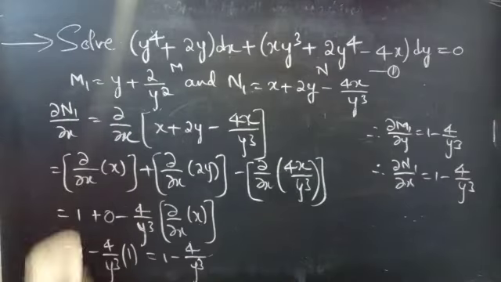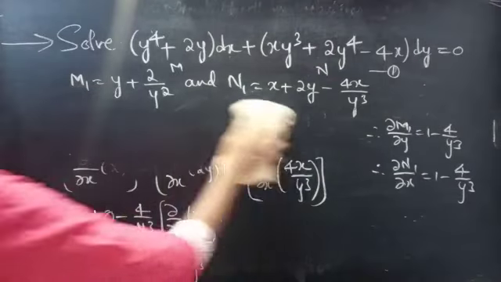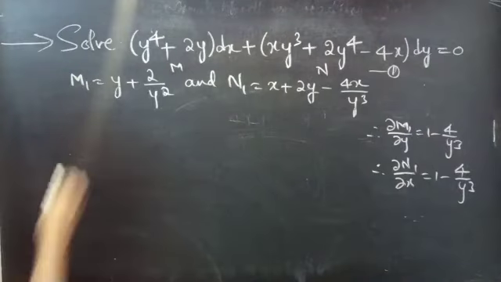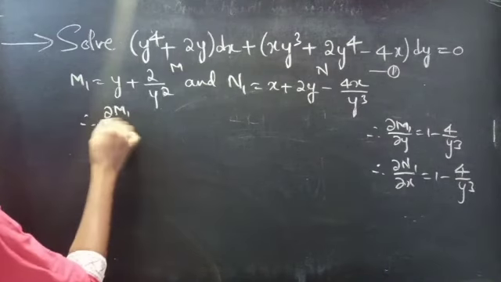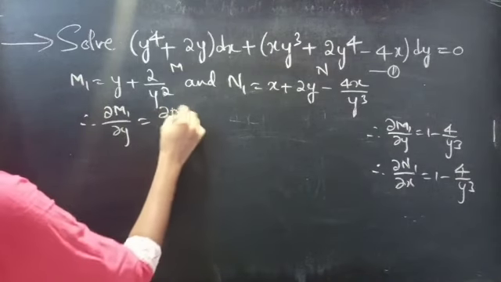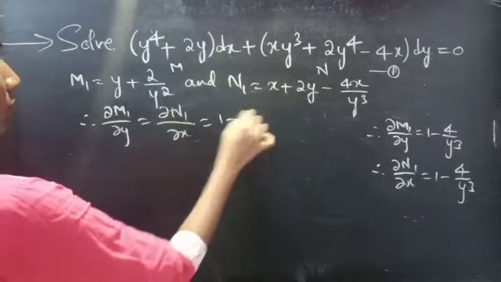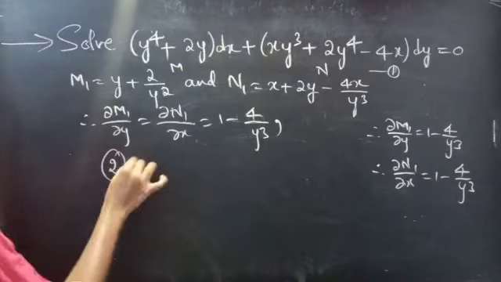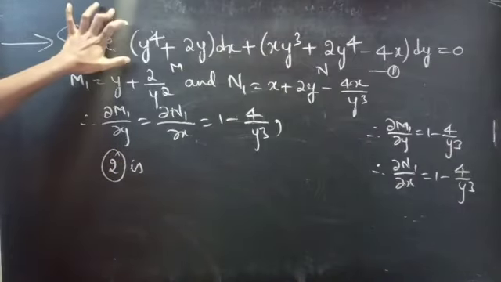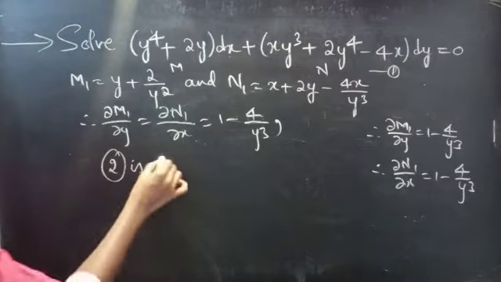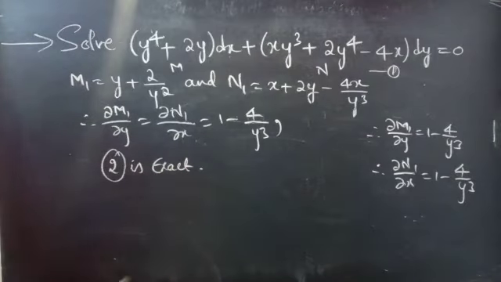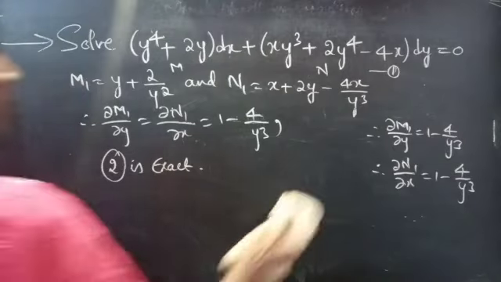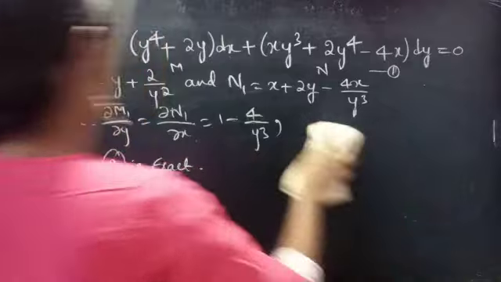So from this we can say that the partial derivative of M1 with respect to y is equal to the partial derivative of N1 with respect to x. Therefore, ∂M1/∂y equals ∂N1/∂x equals 1 minus 4/y³. From this we can say that equation 2, that is the equation obtained by multiplying the given equation with the integrating factor, is exact. Now we need to find the general solution to the given equation. So the general solution of equation 2 will be the general solution of equation 1.